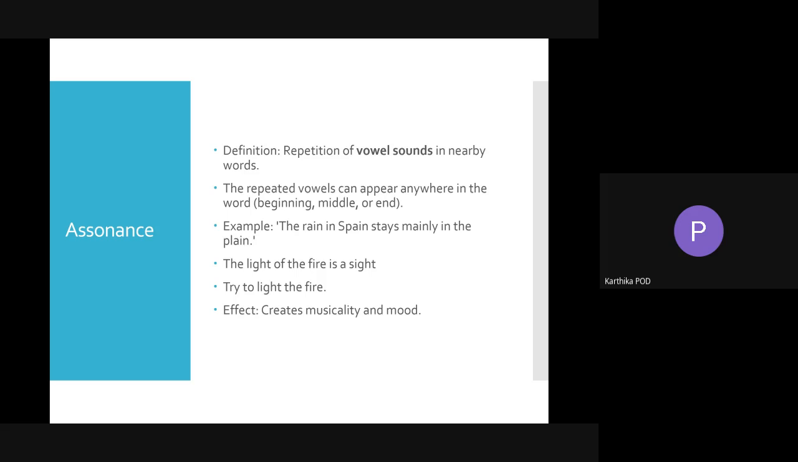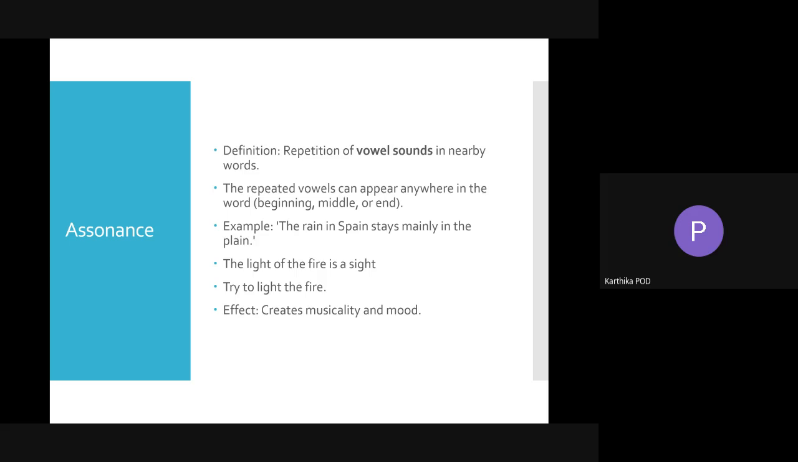Another sound is getting repeated, an E. Yes, the rain, A, in rain, Spain, E. Actually, if you look at it, the A sound has an E in it, so E is definitely getting repeated. What you have to look at is the sound and not the letters. So yes, the E sound is getting repeated.